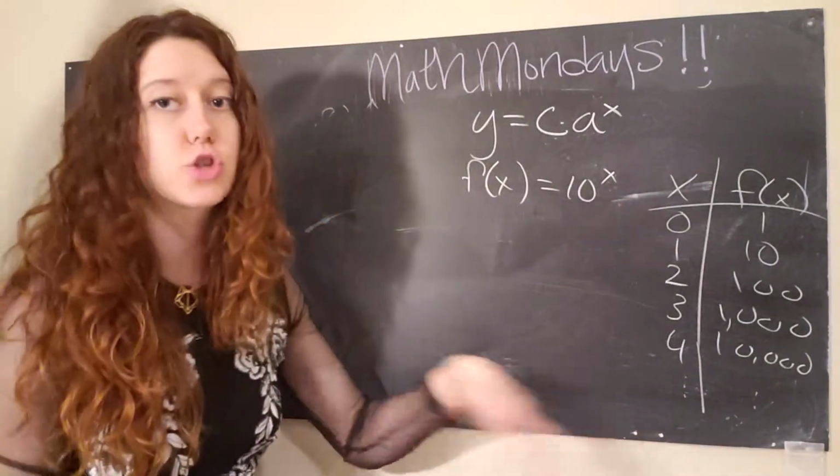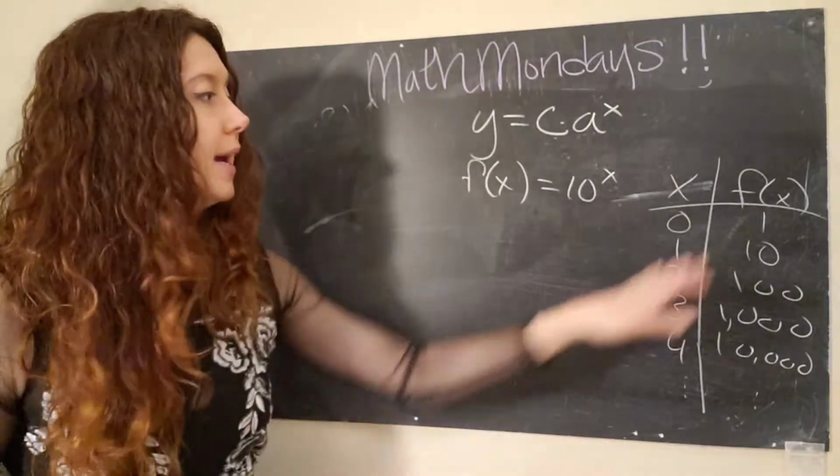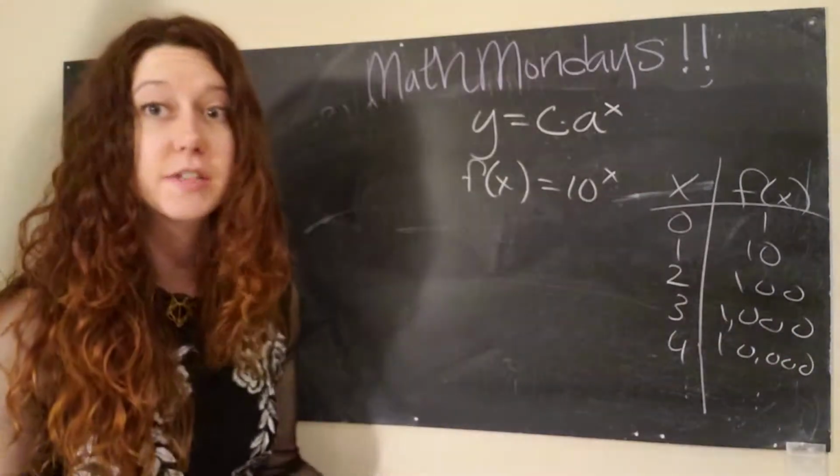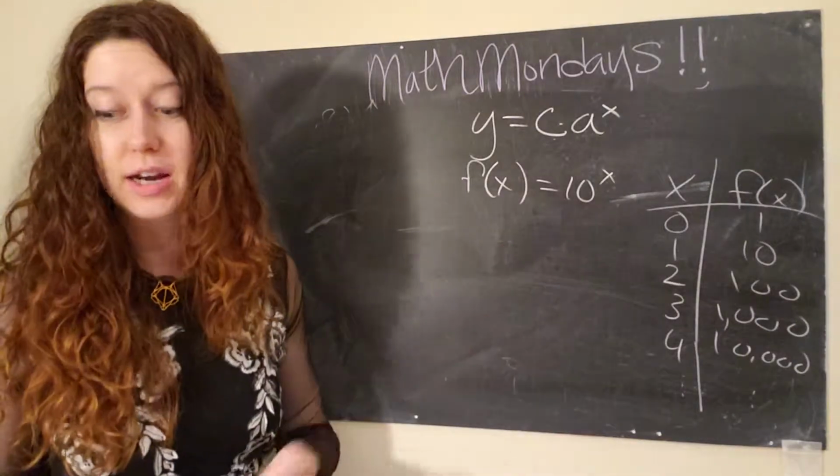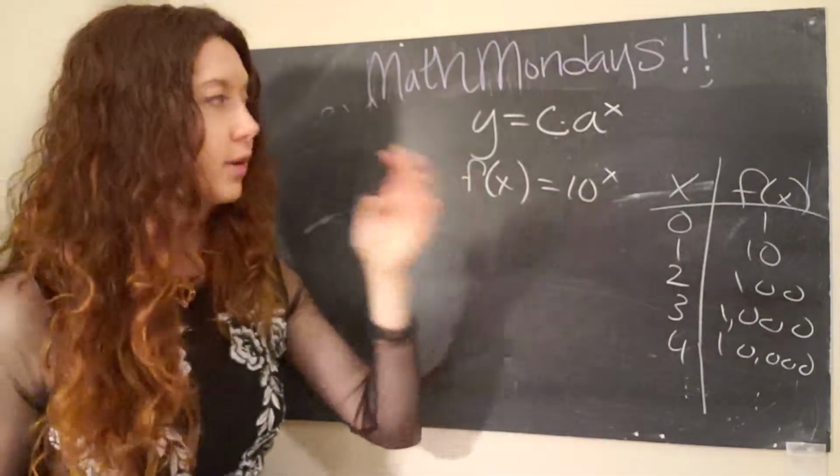And so as x changes by one whole number, f of x changes by a factor of 10. And so in this case, you can see how quickly this function increases over values of x.